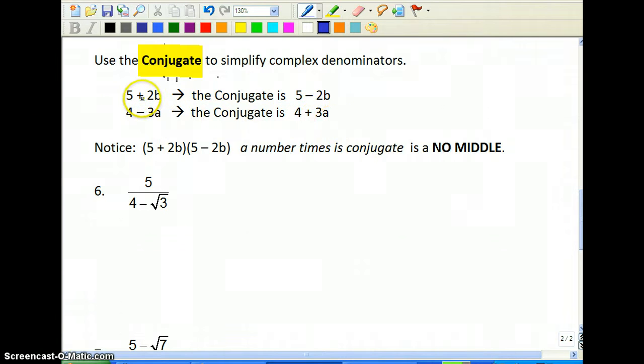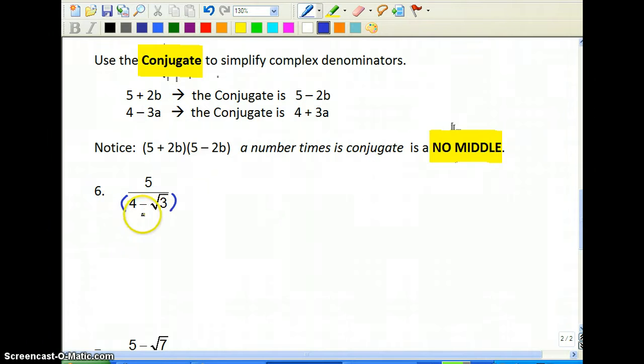So what you're going to do is essentially create these no middles. So if it's 5 plus 2b and we multiply it by 5 minus 2b, that's a no middle. So all of our denominators are now going to be made into no middles. When we do our foiling, that should be faster. So I would recommend you put parentheses.